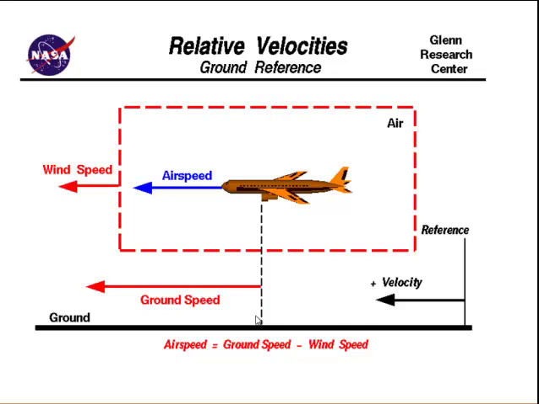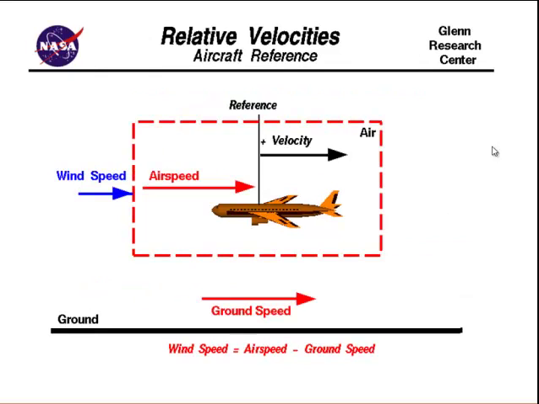So therefore, to work out what the actual airspeed of the airplane is, it's going to be ground speed, which is what you're observing with your reference point, minus the wind speed, which gives us the actual speed of the plane flying through the air. So that's with ground as a reference.